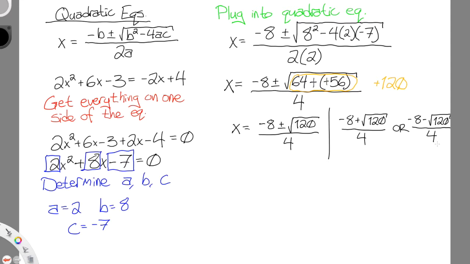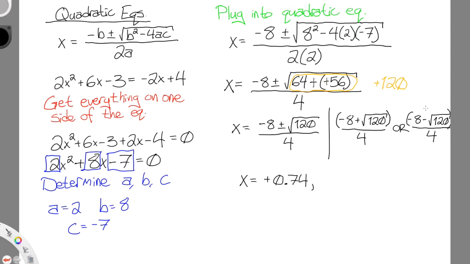So now we can just get out our calculators, and because we've got things added and subtracted in the numerator here, when you plug this into your calculator, you're going to want to put parentheses around the top. So we've got negative 8 plus the square root of 120. Take all that and divide it by 4. And we get x equals positive 0.74, so 0.74, rounding to the 100th place.